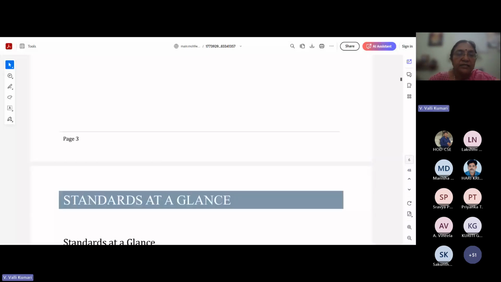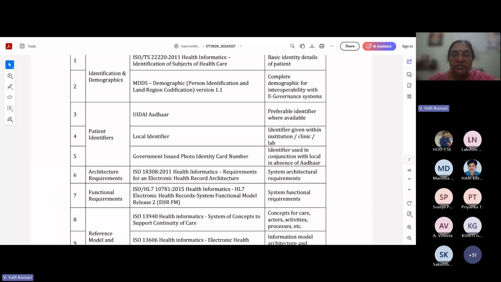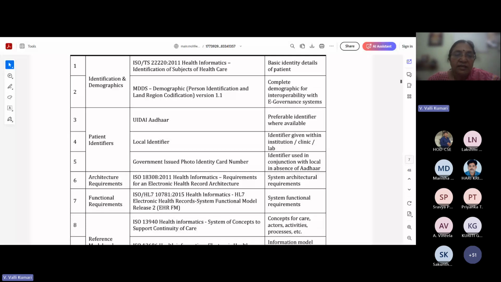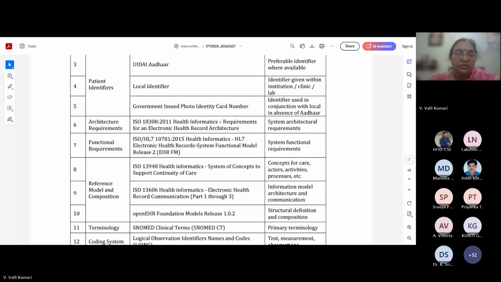Yeah, identification and demographics. So there is a standard for it, the typical and basic identity details of a patient. I was telling you patient details are collected. So how is it done? They're as per these standards. Then demographic standards, then Aadhaar or local identifier or government-issued ID card number. So patient ID is required. Lot of them, you can see.